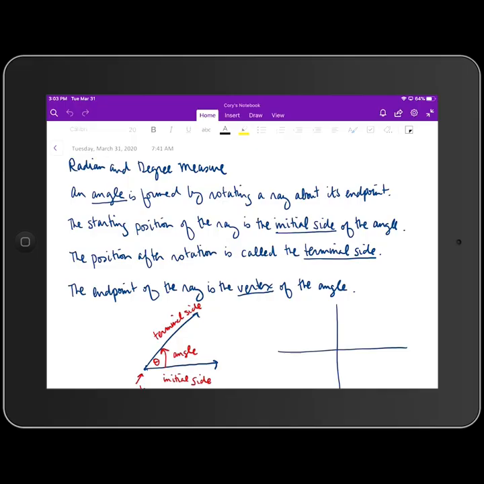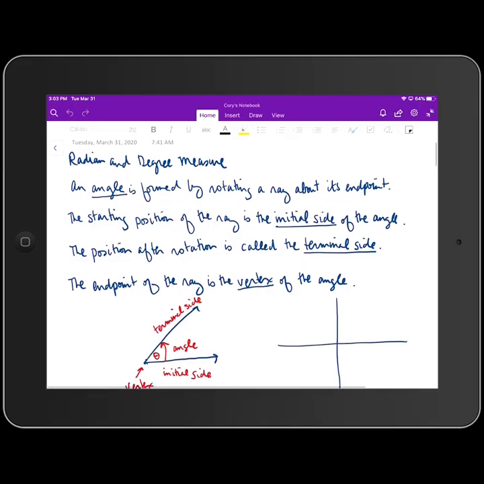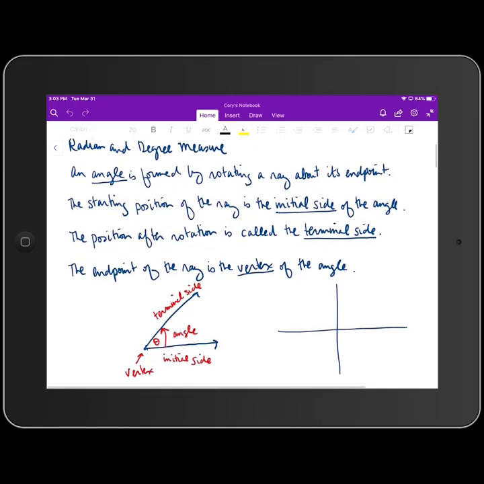Okay, so to start with, an angle is formed by rotating a ray about its endpoint. If you look down below, I've drawn a diagram of what an angle looks like. The angle itself kind of looks like a cursive letter O, which is the most common symbol that we use in math to denote angles. It's called theta.